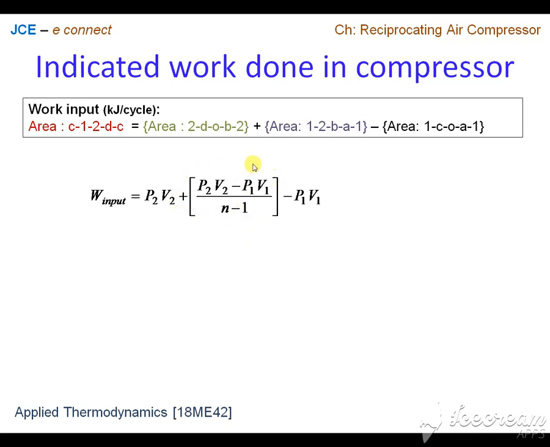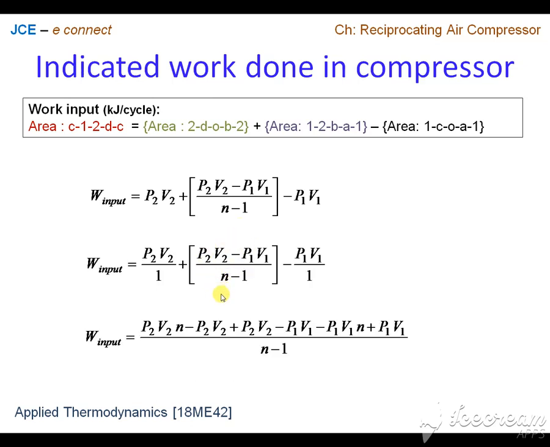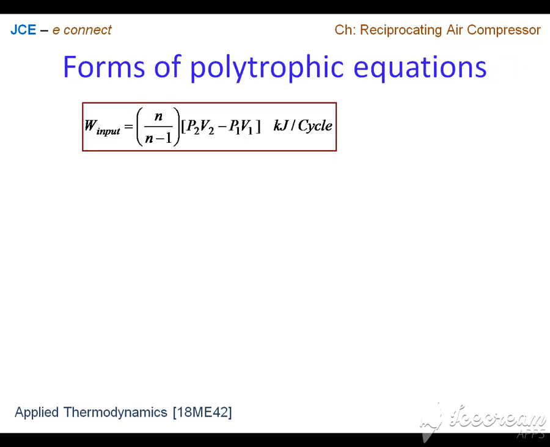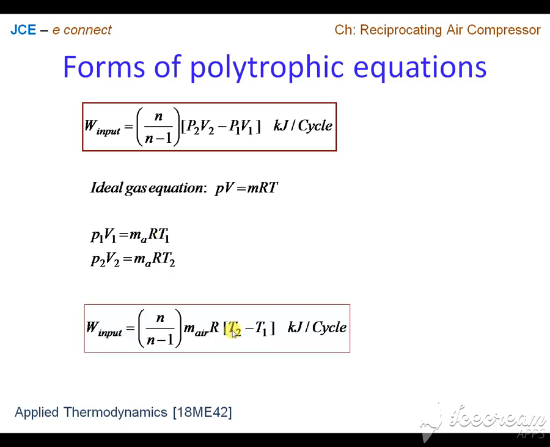By substituting these equations, we get the equation of this form, and further taking the LCM, we get a simplified version of the equation, and then getting rid of the like terms, we cancel P2 V2 and then P1 V1, and then we have the final form of the equation as shown here. Further, one can replace this P2 V2 P1 V1 in terms of ideal gas equation, and express that in terms of characteristic gas constant R.